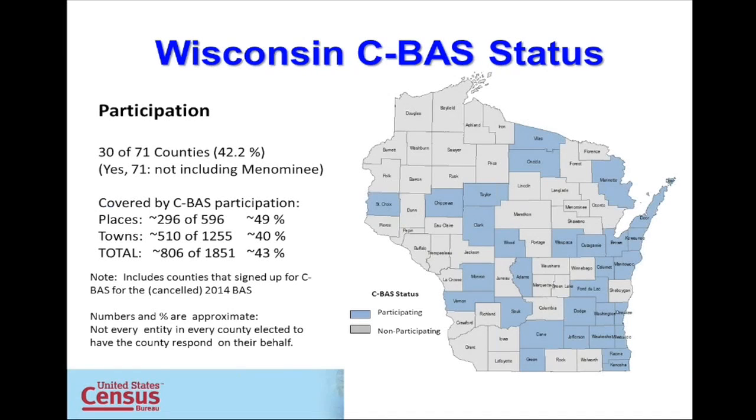Here's where Wisconsin is in terms of the consolidated BAS. The state is doing great. We'd like to do better. We have 31 of 71 counties, and yes, I know you have 72 counties, but I'm not including Menominee because I'm not quite sure how we're going to work with that county since it's mostly Indian reservation. So that's a terrific start. And within those counties, we have about 49% of places covered, 40% of towns. So total, we're looking at around 43% of the government in the state.